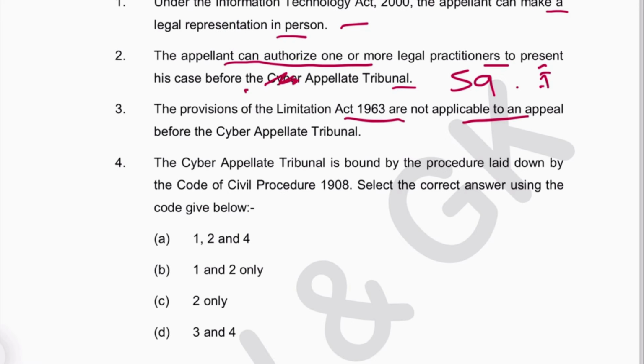The provision of Limitation Act are not applicable on appeal. They are applicable obviously. This is section 60. Cyber Appellate Tribunal is bound by the procedure laid down in the CPC. No, they are not bound. So I have to mention correct. So 1 and 2 only are correct. B is the answer.